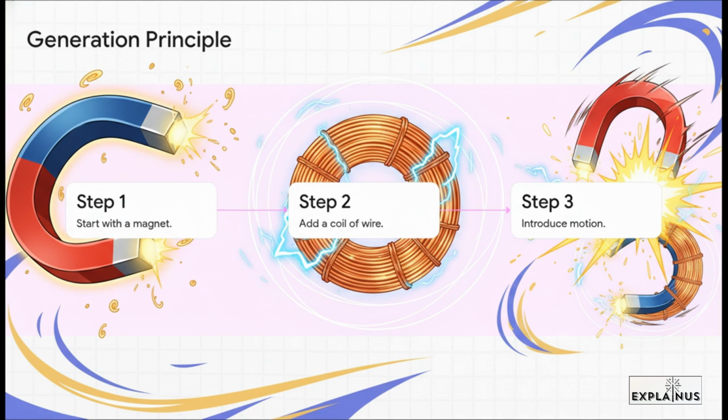And it's shockingly simple. All you need are these three things: a magnet, a coil of wire, and some kind of motion. When you move the magnet near the wire, or the wire near the magnet, it basically forces the electrons in that wire to start flowing. And just like that, you've created an electric current.